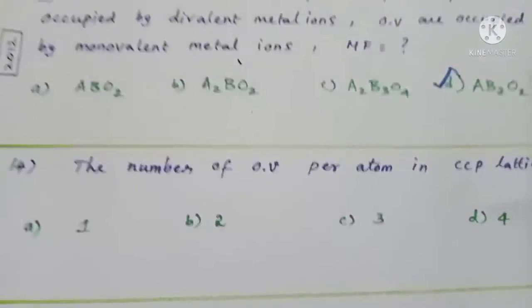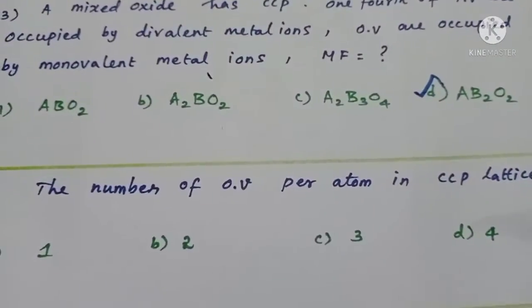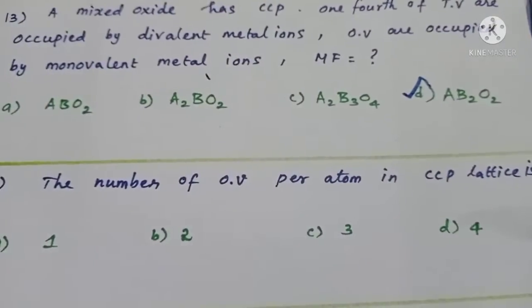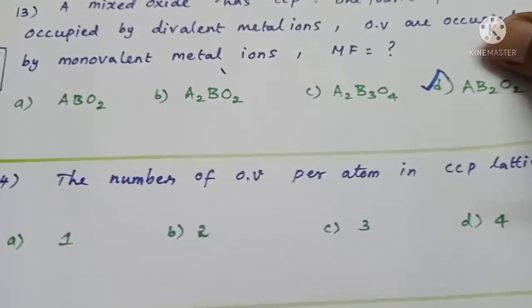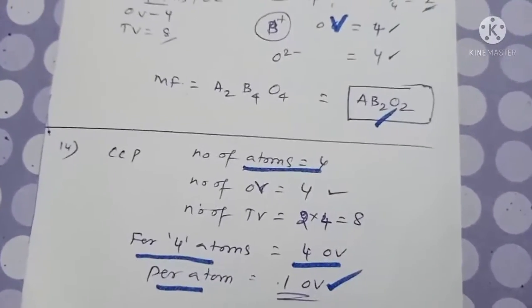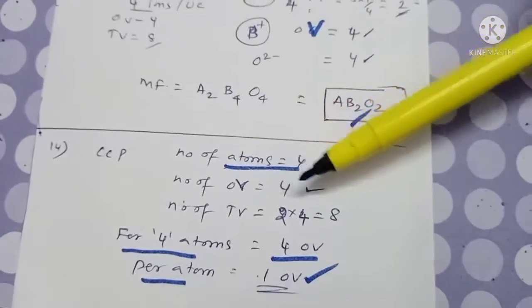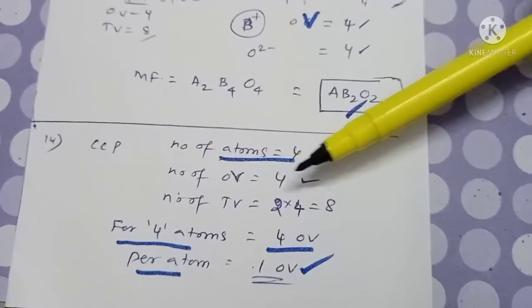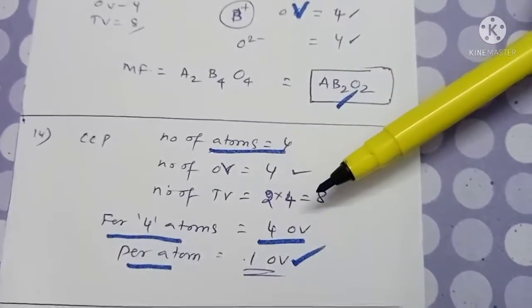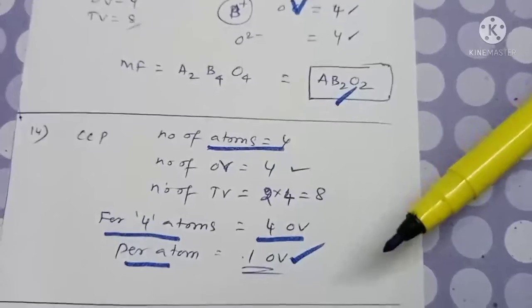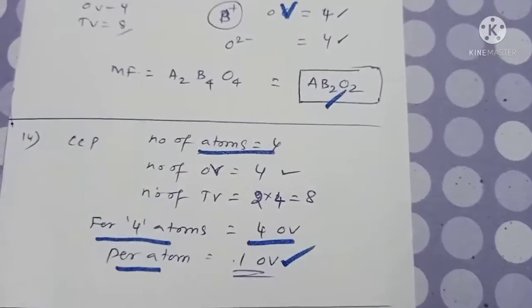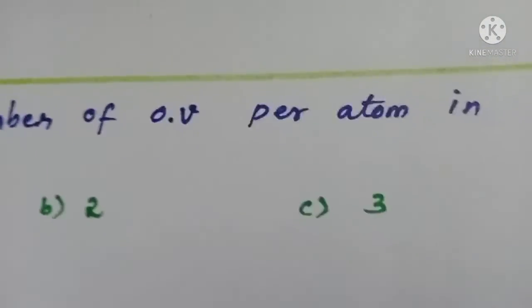The last question, the number of octahedral voids per atom in CCP lattice. Number of octahedral voids per atom in CCP lattice, okay, right. CCP lattice, number of atoms per unit cell is 4. Number of octahedral voids is the same number 4, isn't it? Right. Number of tetrahedral voids is 2 into number of atoms, it's nothing but 8, okay, right. Now the question is, how many octahedral voids are present per atom? How many octahedral voids per atom in CCP, okay, right.